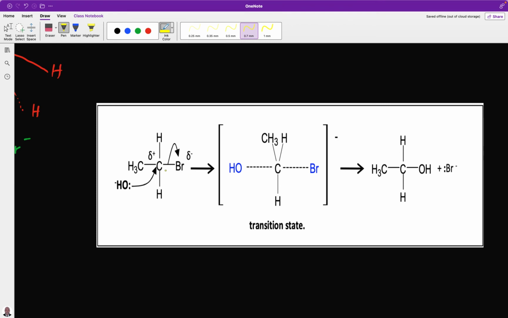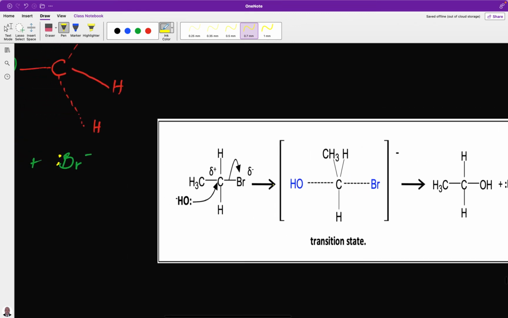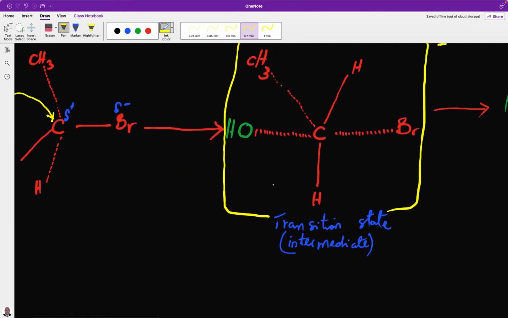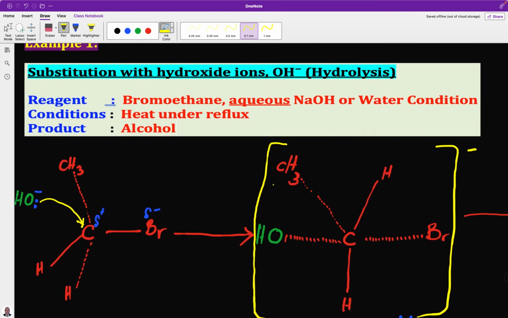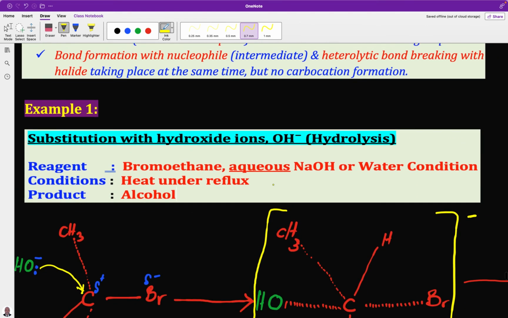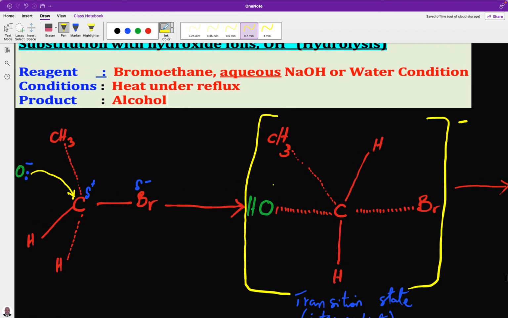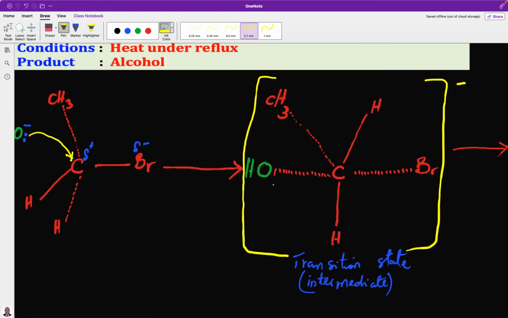So learners, try to understand this. It's a single step and has a transition state. And remember, there is no carbocation formation in this SN2 mechanism that we are treating here, unlike SN1. Our next one will be substitution with ammonia. We are done with bromoethane with aqueous sodium hydroxide to form ethanol.